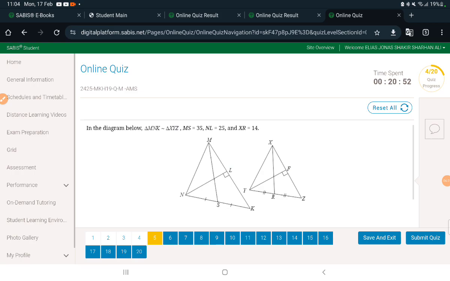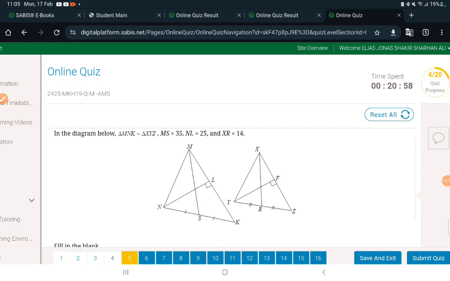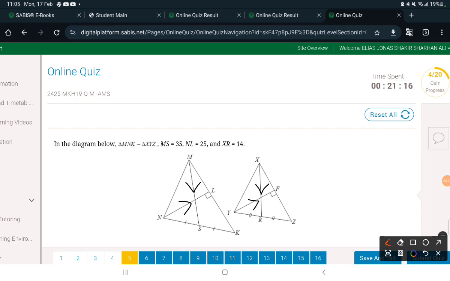Alright, in the diagram below, triangle MNK is similar to triangle XYZ. MS is equal to 35, NL is equal to 25, and XR is equal to 14. Okay, they're trying to find YF. So MS is going to be similar to XR, and NL is going to be similar to YF. So we have 35 over 14 equals 25 over YF, or, to make it easier for me, I personally just name the blank X.